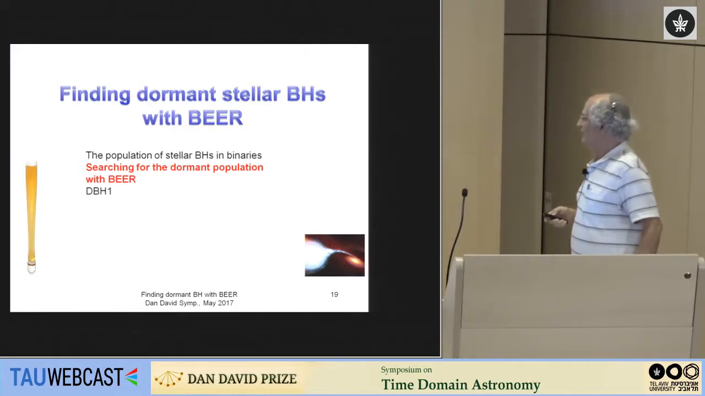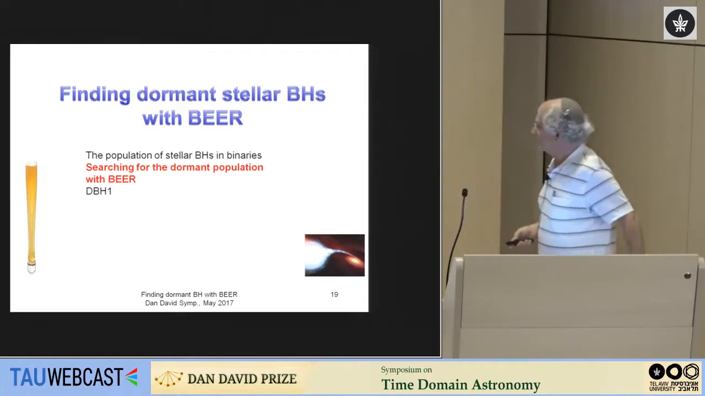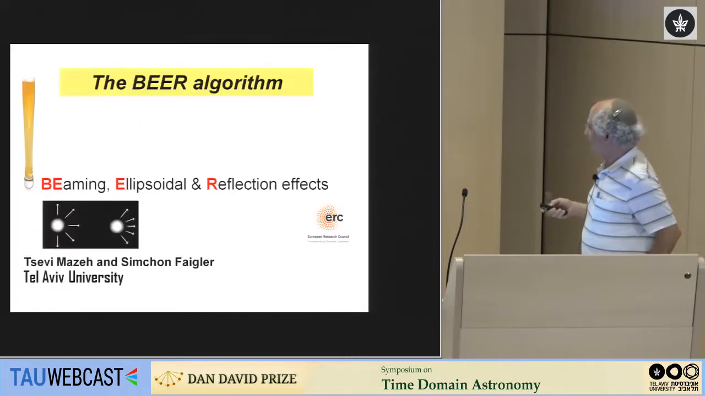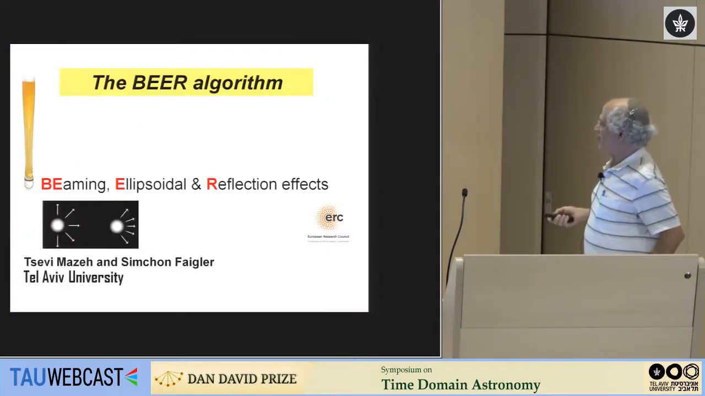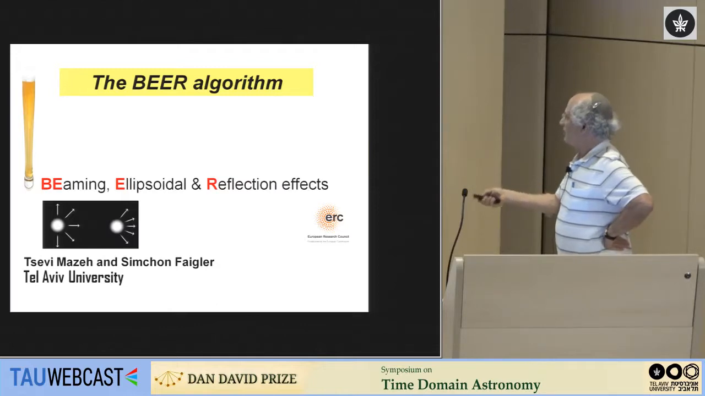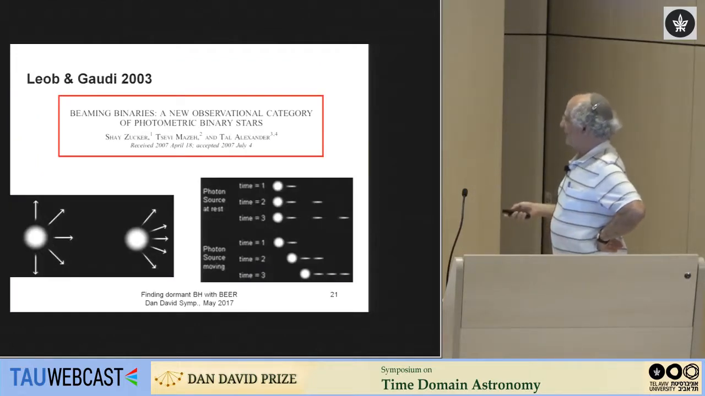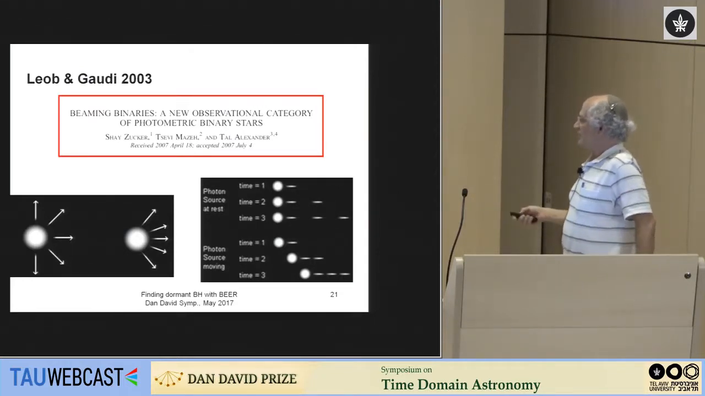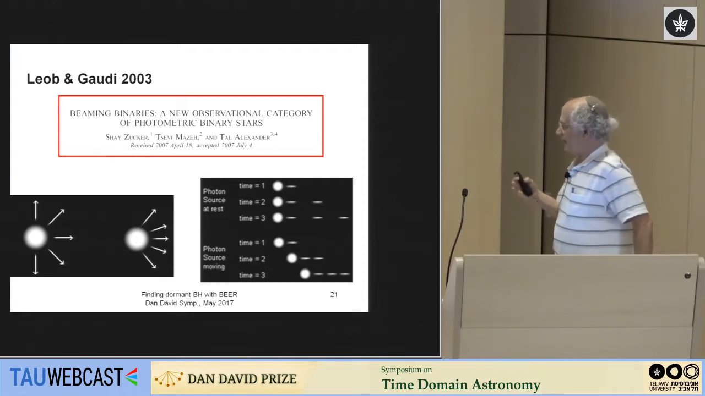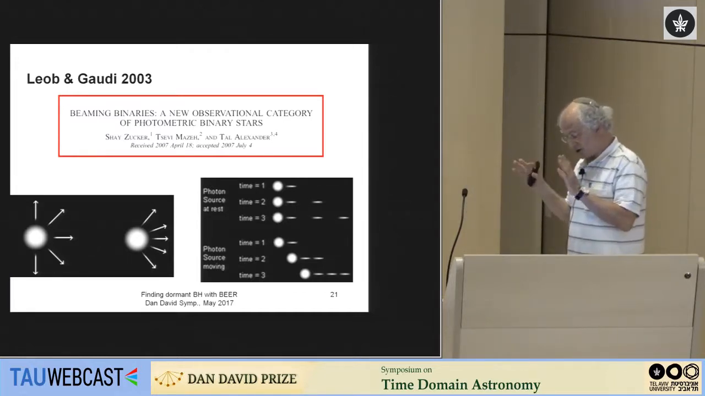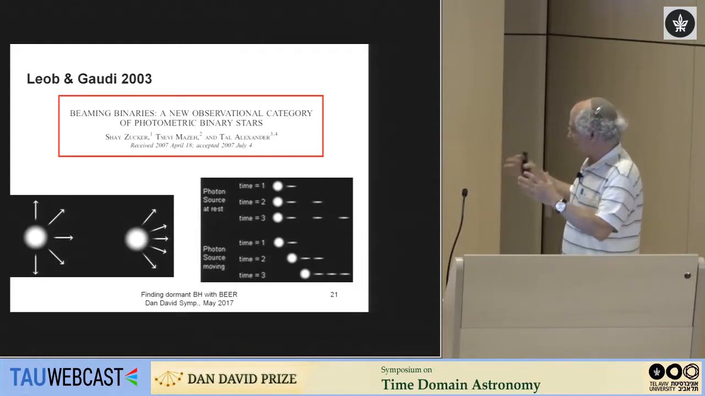For that, I will introduce you to BEER, which is an algorithm that Simchon and I developed for other purposes. Very quickly, the BEER algorithm is searching for stars in binaries that have beaming, ellipsoidal, and reflection effects. This is why we call it BEER. The main one of the three is the beaming. The beaming effect causes a source of light that is moving towards you to increase the brightness that you measure. It's not only the Doppler effect, it has to do with the beaming of the light.